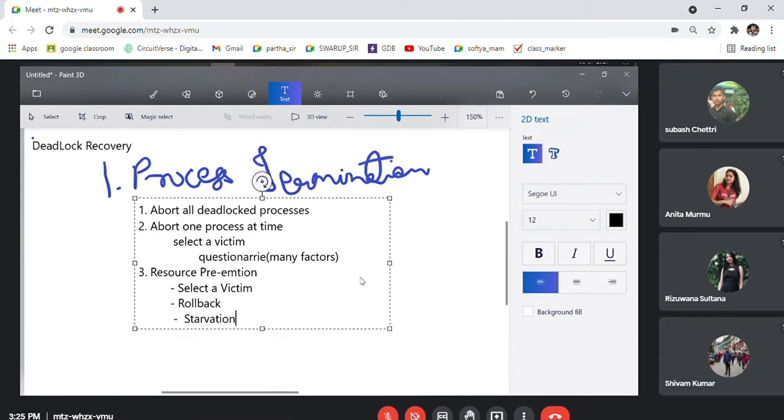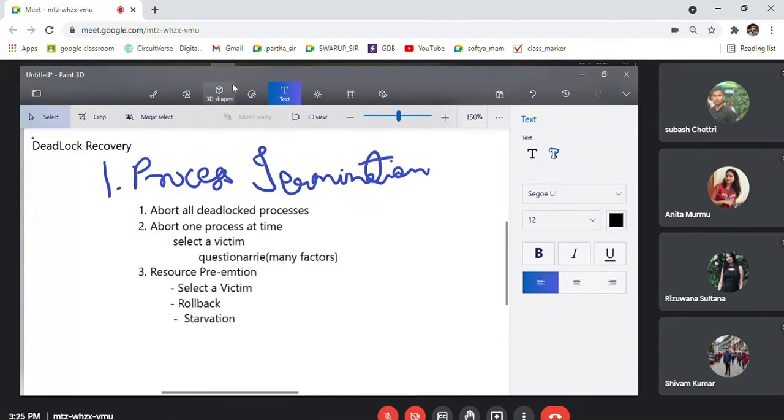So these are the various ways to make sure your system recovers from deadlock. Is it clear, class? Is deadlock recovery clear? For this, you can go for process termination, you can go for resource preemption.